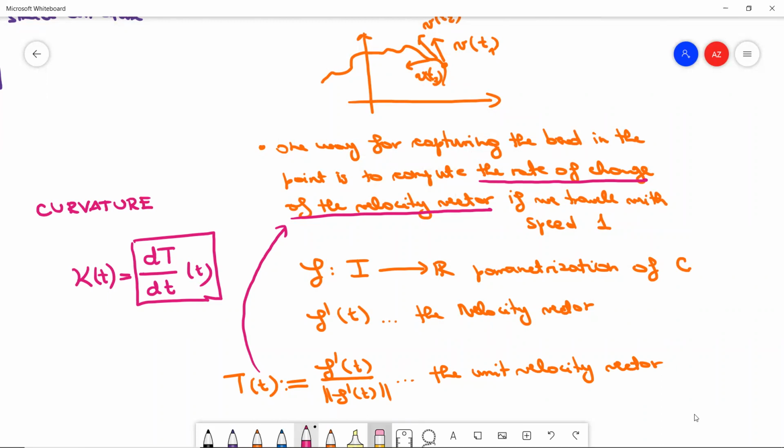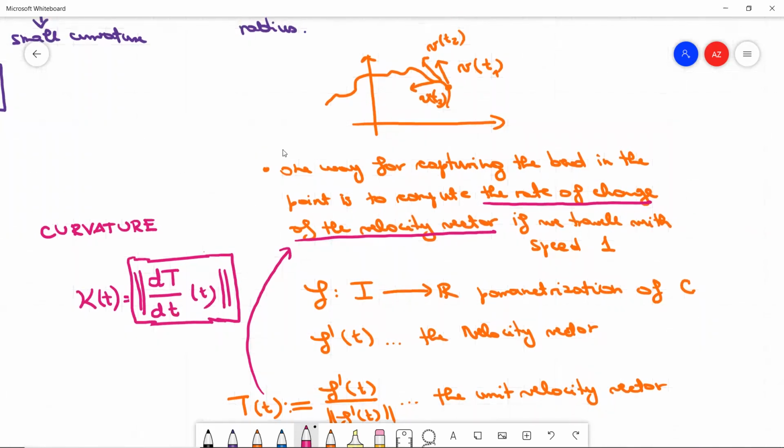And of course, what's this dT over dt? This is a vector, but we have to take its norm because we are only interested in its magnitude, not in the direction. So the norm of this change. Because d capital T over dt will be a vector, the derivative of a vector function, and we are interested in its norm. And this will capture what we said here: what's the rate of change of the velocity vector if we travel with speed 1 over our curve? It will be some amount of the deviation from traveling along a straight line.